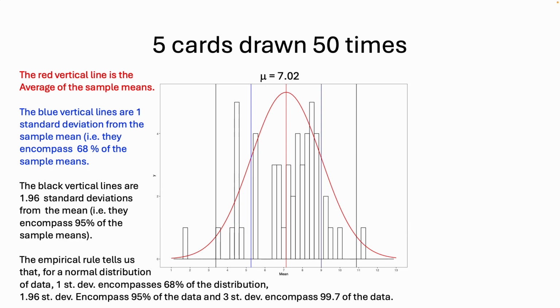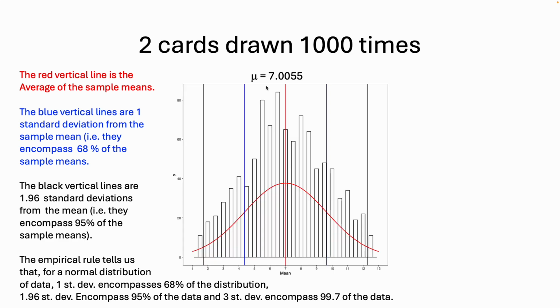So 5 cards is doing better than 2 cards, but another problem with getting the shape of this distribution is we're maybe not drawing cards enough times. So let's go back to drawing 2 cards, but now we're going to draw 2 cards 1,000 times. Here's the distribution for 2 cards 1,000 times. You can see this is beginning to look more normal. This is once again an estimated normal curve based on the mean and the spread of the data. And in this case, we can also see the mean, 1 standard deviation, and 1.96 standard deviations.